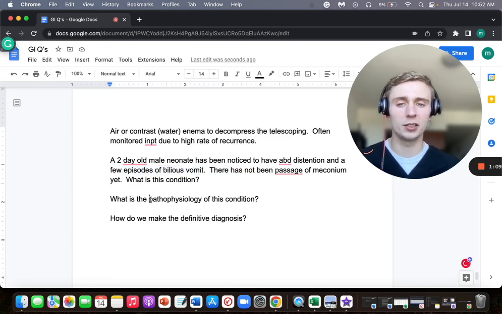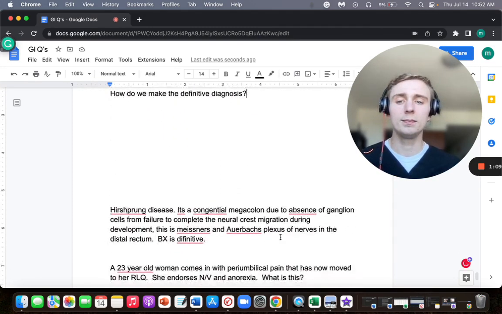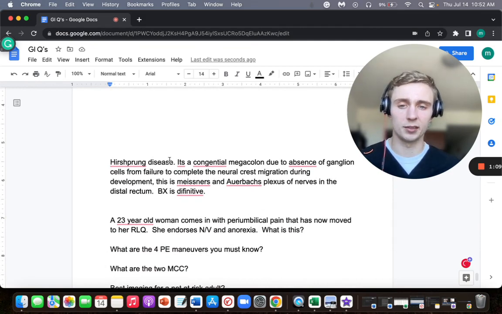What is the pathophys of this condition? How does this even arise? And how do we make the definitive diagnosis? So this is Hirschsprung's disease.